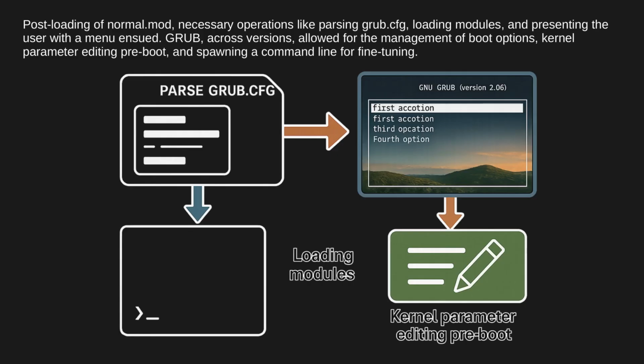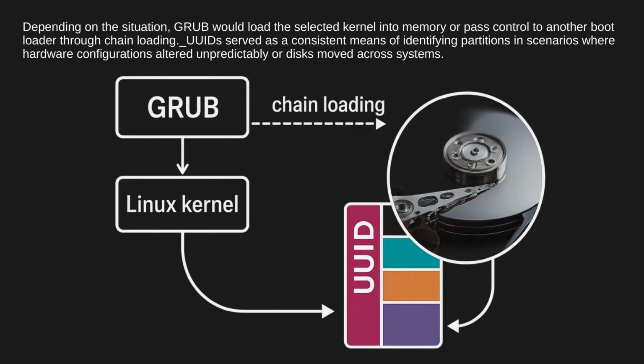GRUB, across versions, allowed for the management of boot options, kernel parameter editing pre-boot, and spawning a command line for fine-tuning. Depending on the situation, GRUB would load the selected kernel into memory or pass control to another bootloader through chain loading.